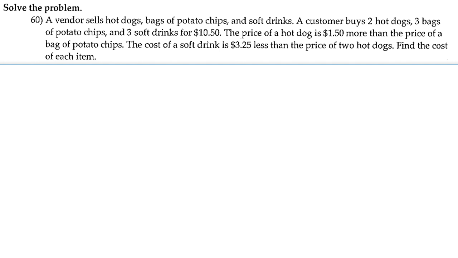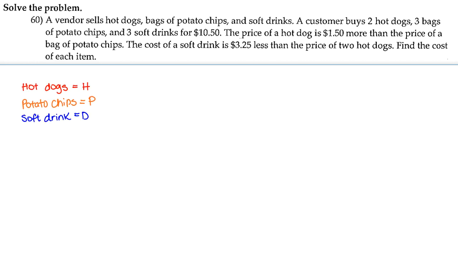The price of a hot dog is $1.50 more than the price of a bag of potato chips. And the cost of a soft drink is $3.25 less than the price of 2 hot dogs. Find the cost of each item. In order to find the cost of each item, we have to write down what we know first of all. We know that this vendor sells 3 different types of items: hot dogs, potato chips, and soft drinks. So let's go ahead and label those.